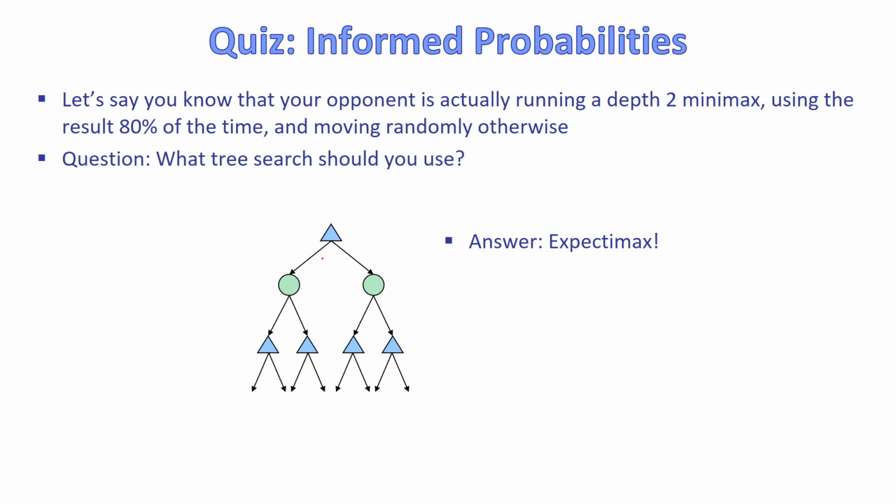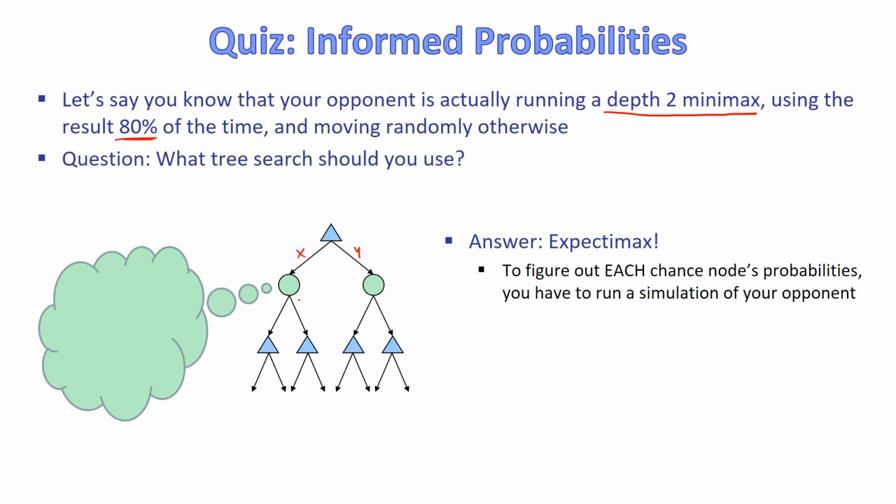Now let's see, I would say here X and Y, it's fine. Now, if that's not the case, and 80% of the time we do depth 2 minimax, and 20% will go random, so we have two options here. The first option is to do depth 2 minimax, which means that we will have to get the probabilities of the decisions.